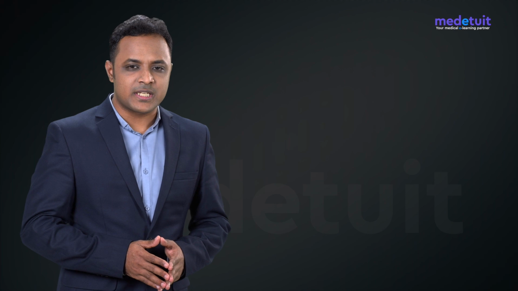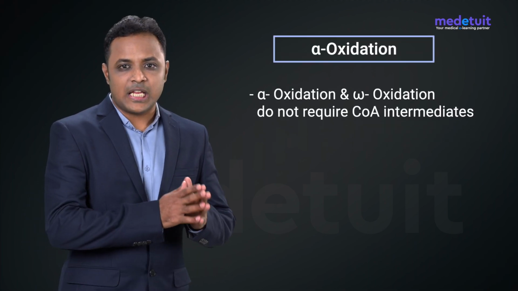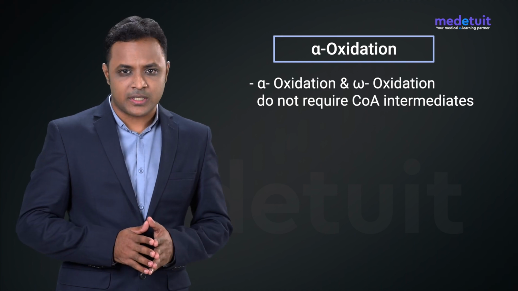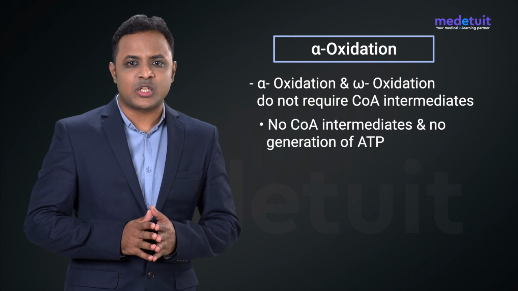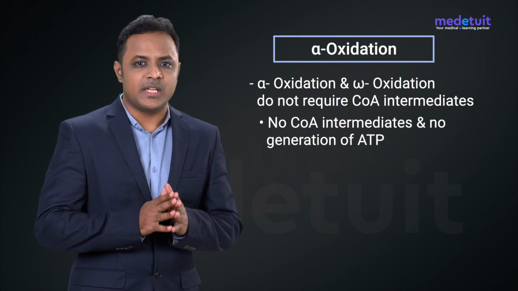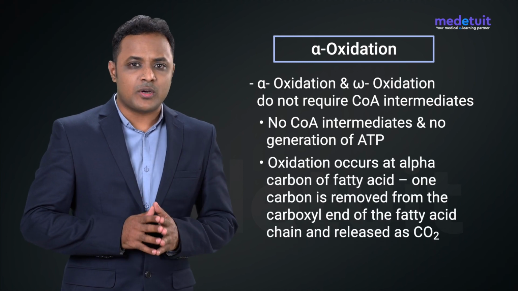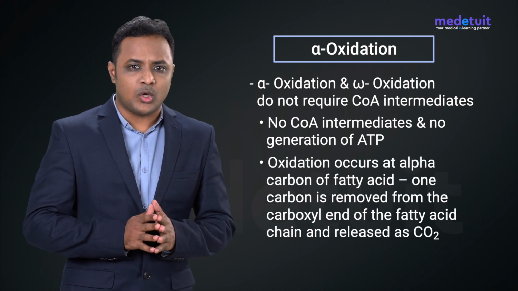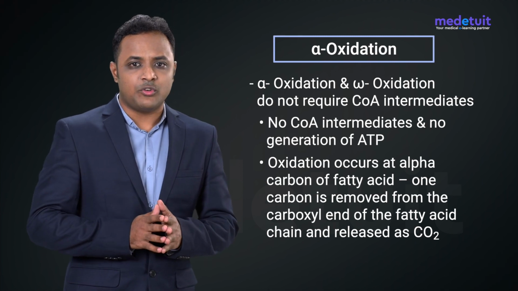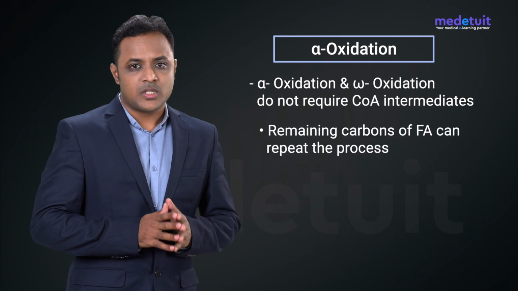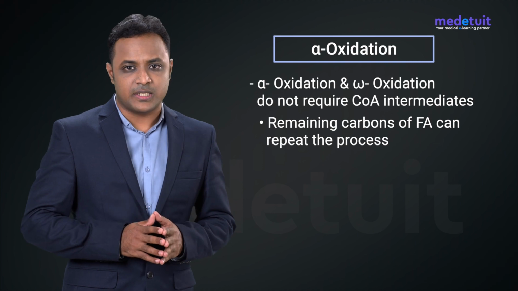The next type of oxidation that we are going to see about is the alpha oxidation. Alpha oxidation and omega oxidation do not require the coenzyme A intermediates. Since there are no coenzyme A intermediates, there is going to be no generation of energy as well. In alpha oxidation, there is going to be removal of a carbon atom from the carboxylic side in the form of carbon dioxide. So, only one carbon atom is going to be removed sequentially in alpha oxidation.